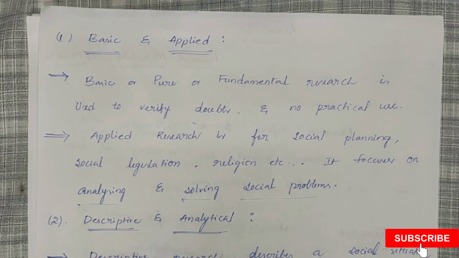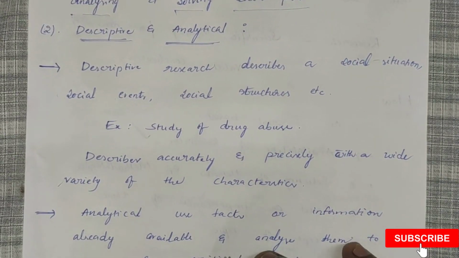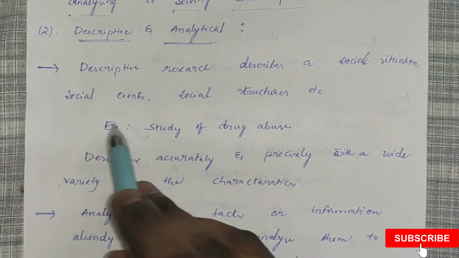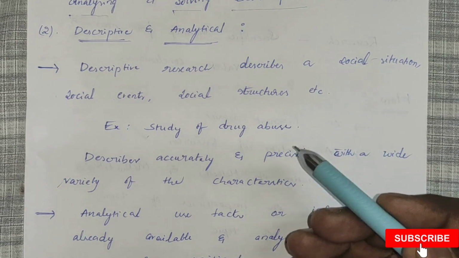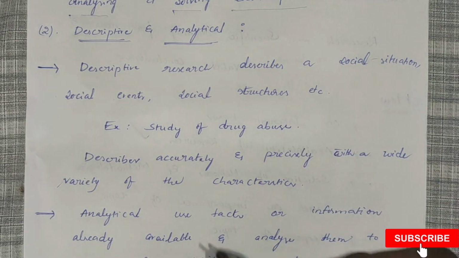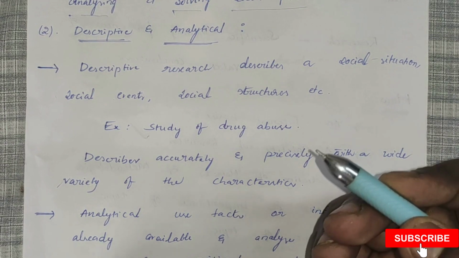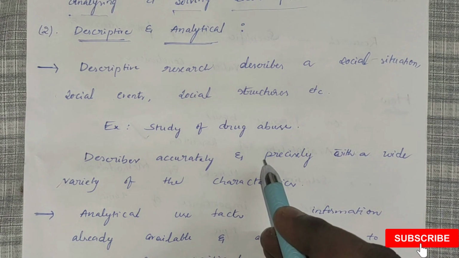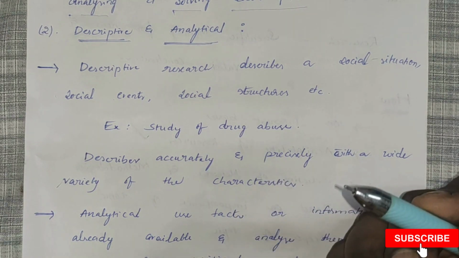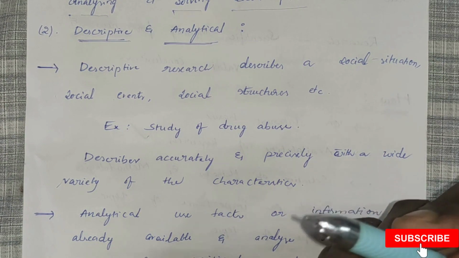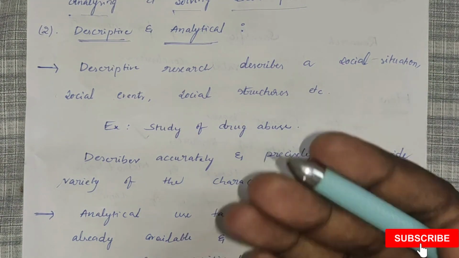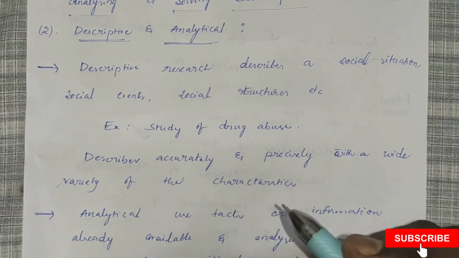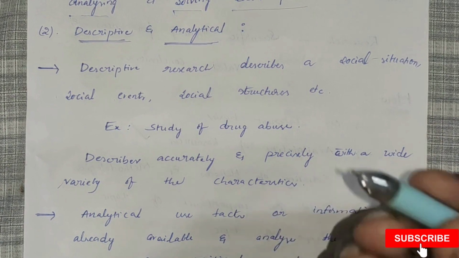Next, descriptive and analytical. Descriptive research describes a social situation, social events, social structures, etc. Example, study of drug use. Understand? Its main purpose is to describe the state of affairs as it exists. For instance, a study of drug abuse would cover questions like the extent of drug abuse among college students, the nature of drugs taken, the causes of taking drugs, the sources of drugs, and the effects of taking drugs. We'll cover those side topics in a descriptive manner. Understand?